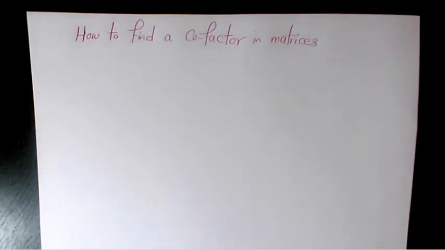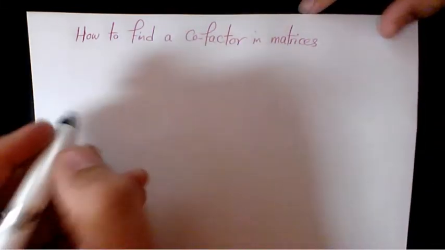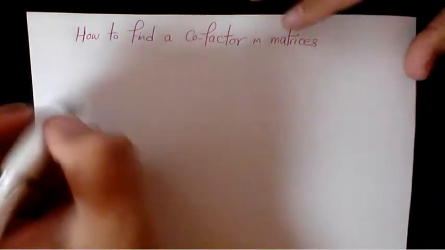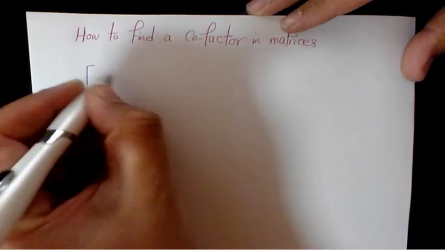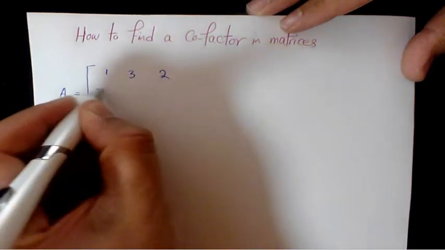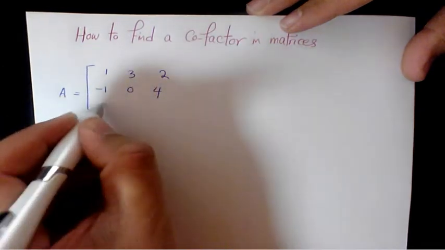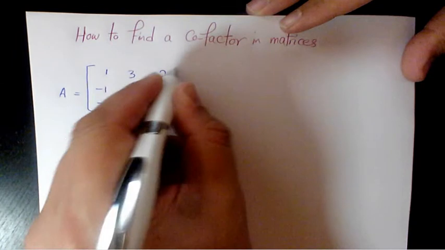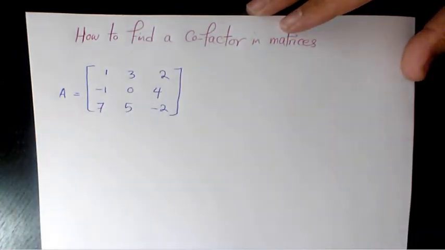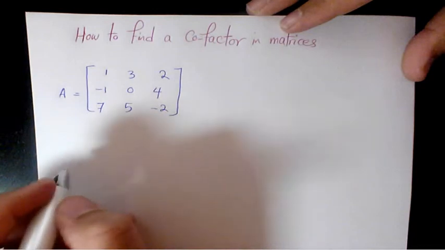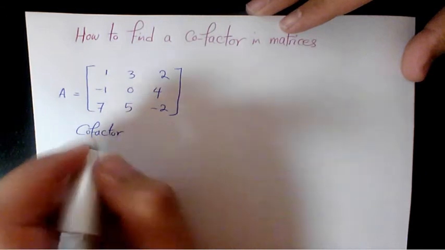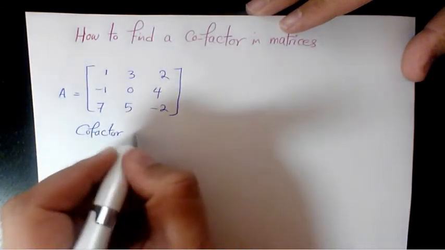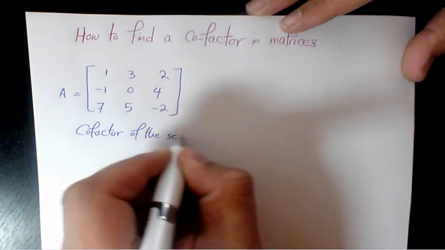Welcome to another video. In this video I want to show you how to find a cofactor in matrices. First example I have here is matrix A is 1, 3, 2, negative 1, 0, 4, 7, 5, negative 2. And we need to find the cofactor of the second column.